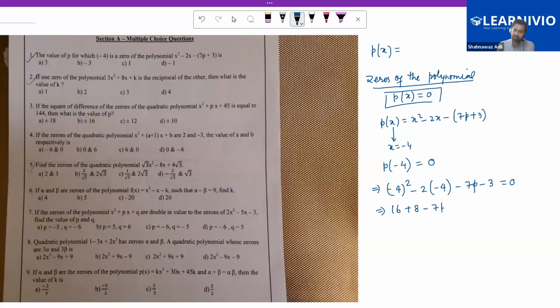This is -7p minus 3 equals 0. So all the other things, let's take 7p to the other side. So this is 24 minus 3, that is 21 equals 7p. So p equals 21 by 7, that is 3. So this would be the option. Is it clear? Yes, sir. Okay, please note it down.